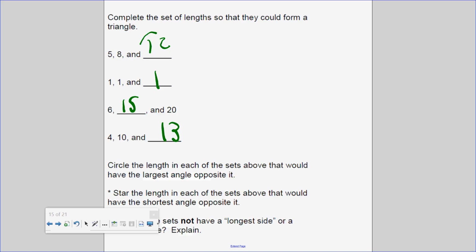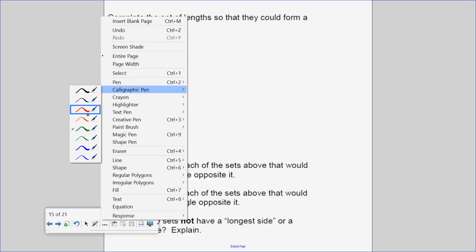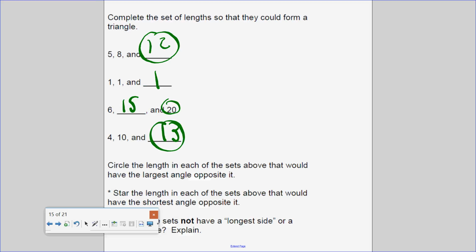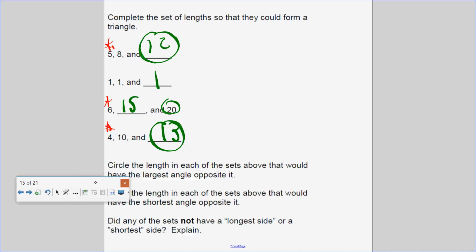opposite. This is the largest side, largest angle. I'm going to skip this one because they're all the same. This is the largest angle, largest side. Largest angle, largest side. Put a star in each of the sets that would have the shortest angle opposite. Shortest side, shortest side, shortest side, so shortest angle. Were there any sets that did not have a longest side or shortest side?